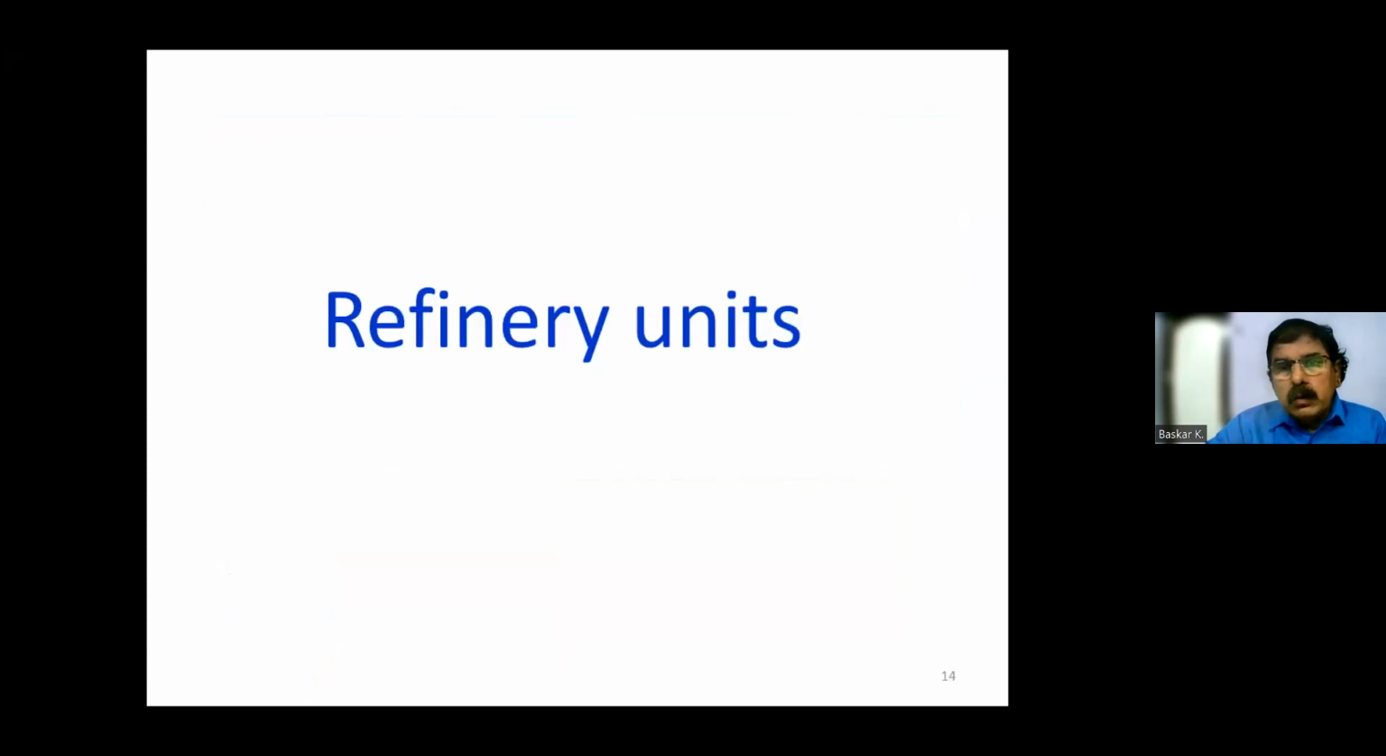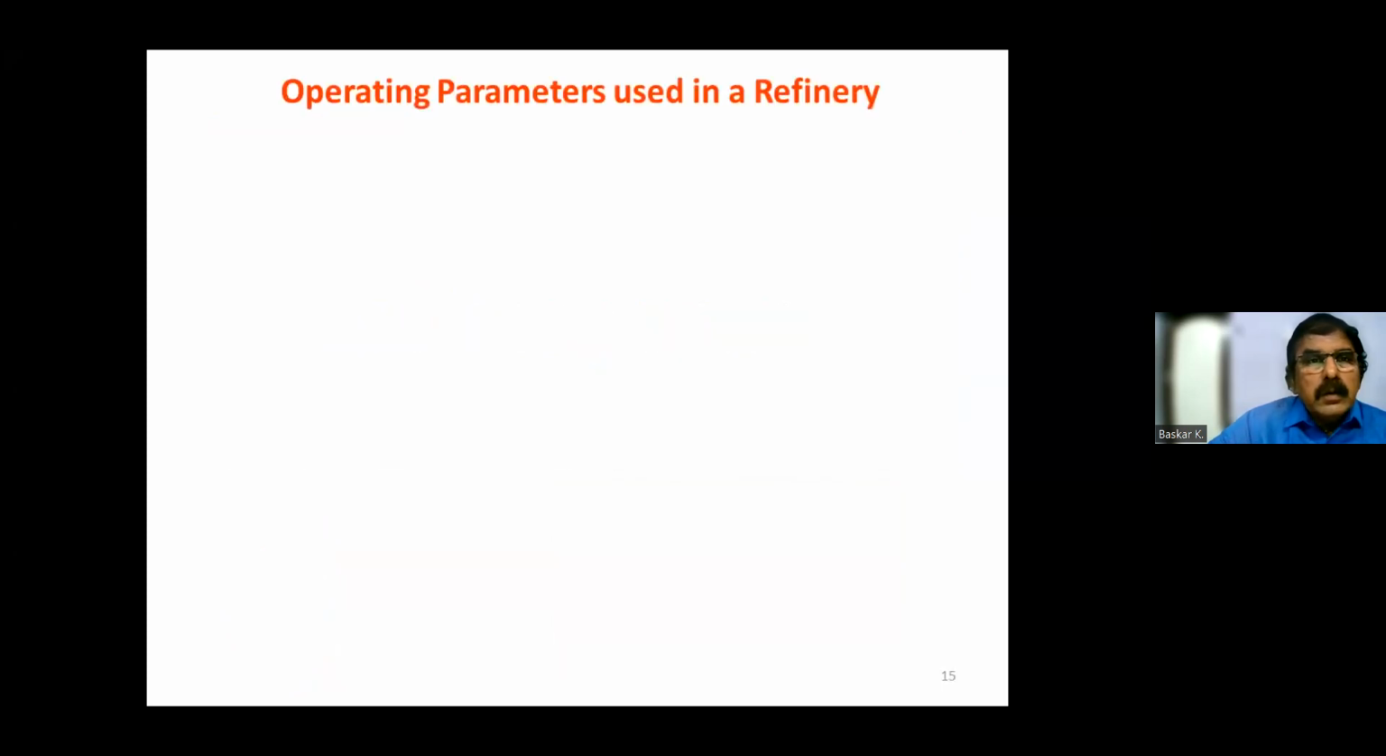So now crude oil has been received into the refinery, into our unit. Now our focus is on how the crude oil is converted into products. So basically, as he told, refinery is both a physical and chemical process. We need certain parameters to be maintained for this operation.